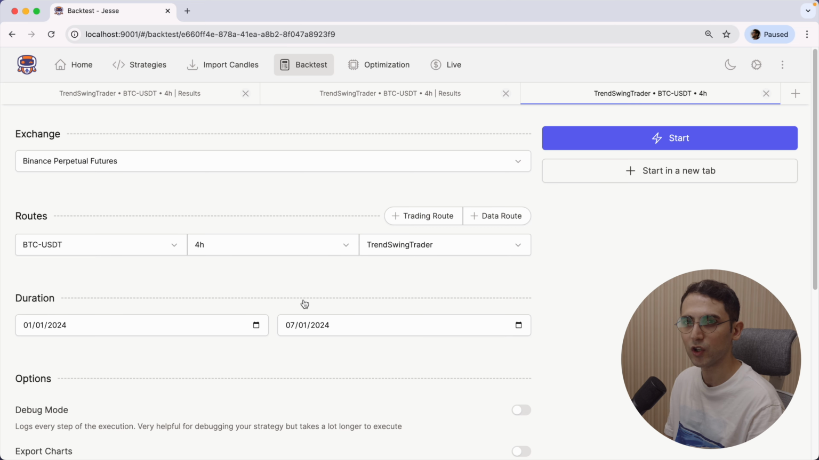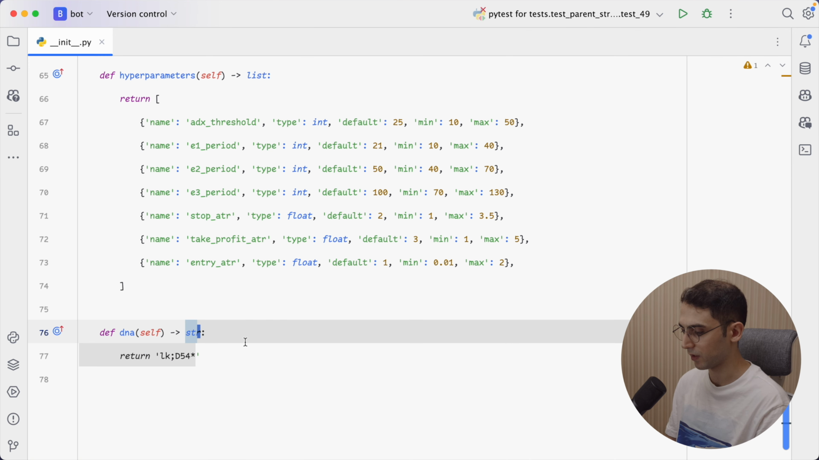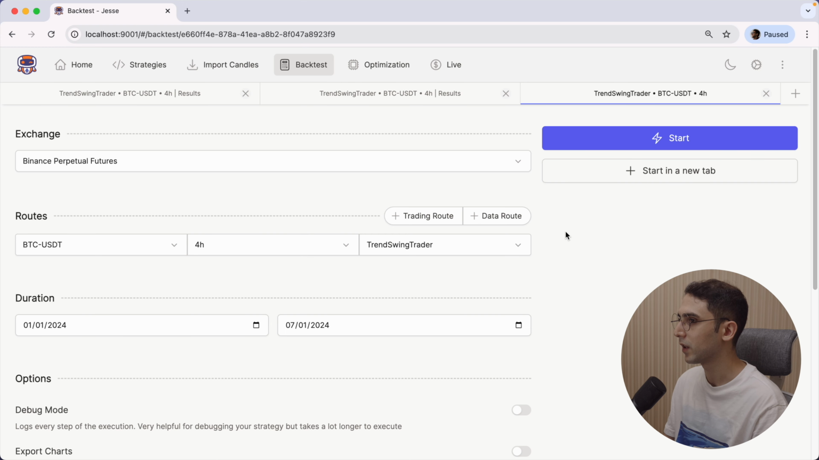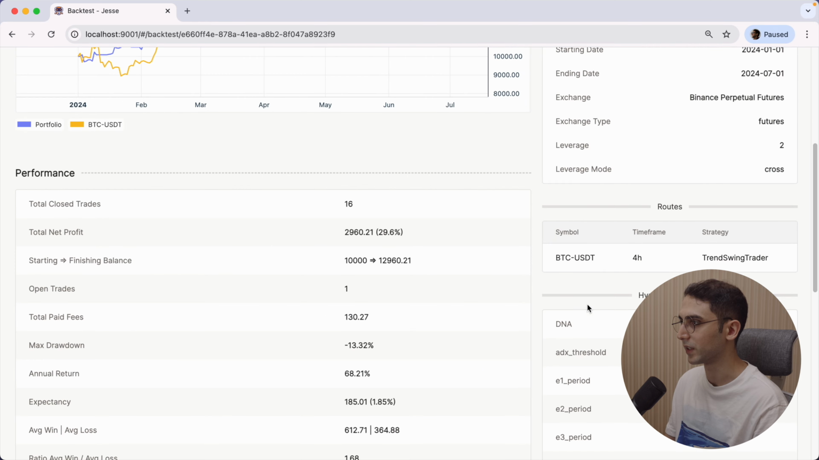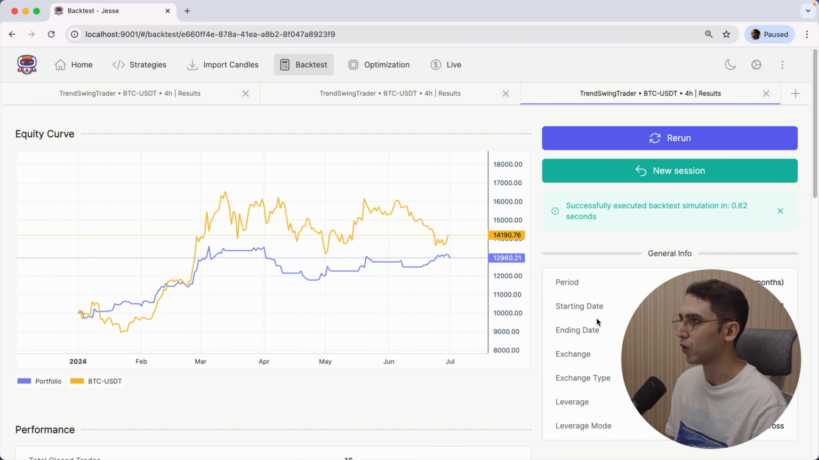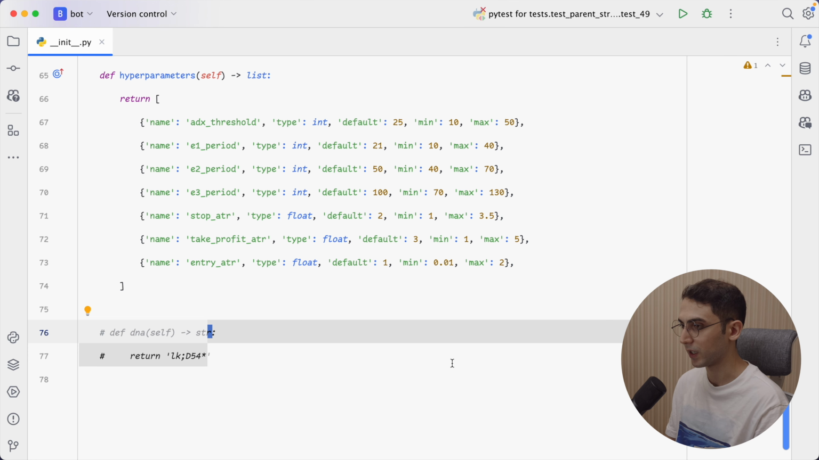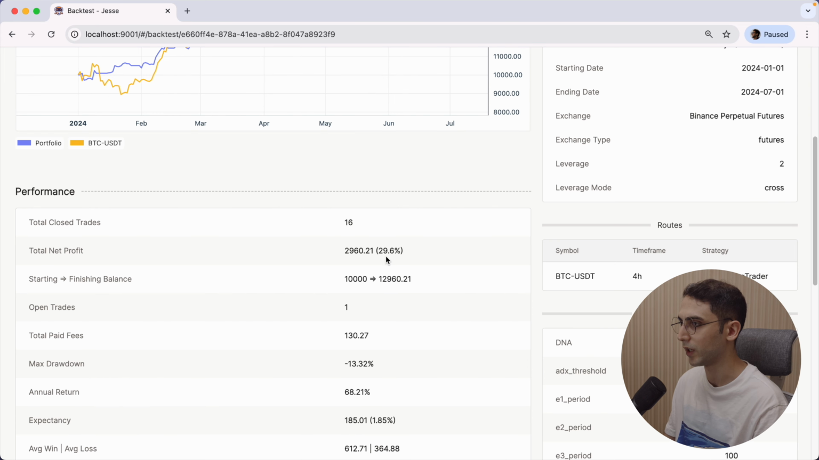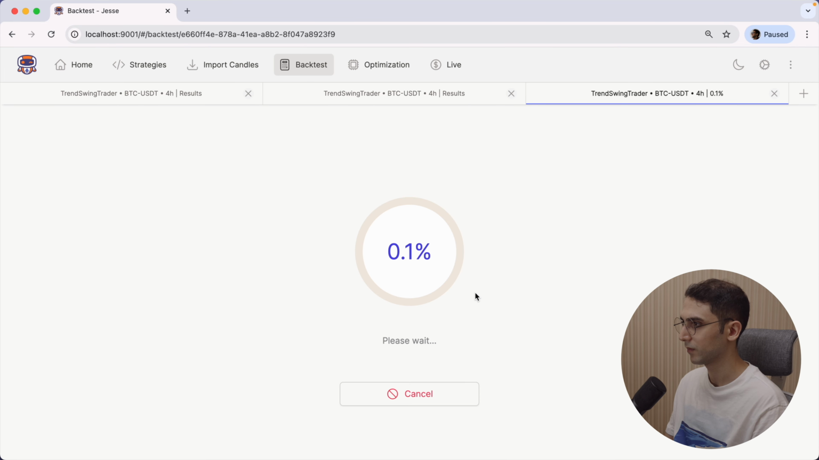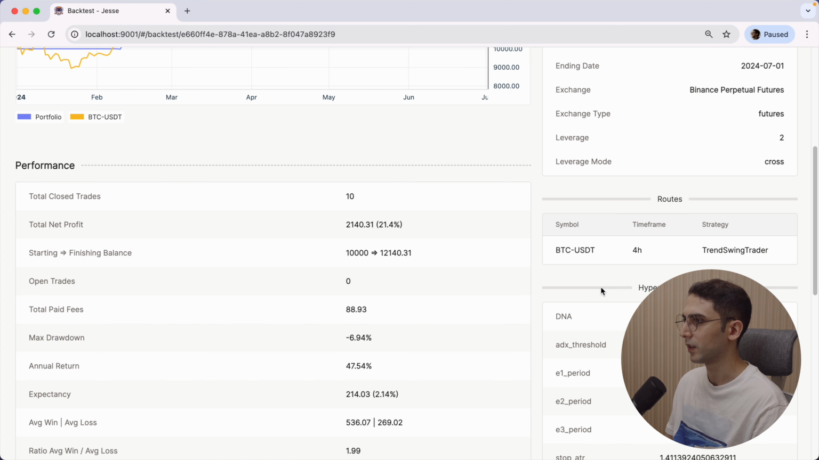And just to make sure we are running it without the DNA, I will comment this. Now let's run this. And this is the number we're getting. Okay, 29% profit, minus 13% max drawdown. Okay, so now this time let's run it with the DNA. Now we're getting 21% minus almost 7%.